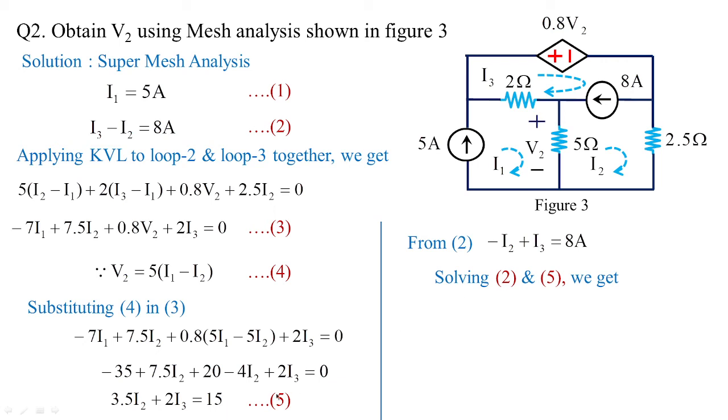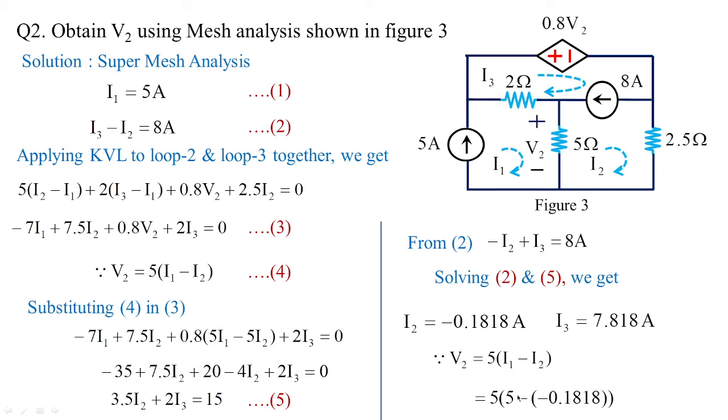So with these two equations and the two constants, I'm going to get the value of I2 which is equal to minus 0.1818 amperes and I3 is equal to 7.818 amperes. Once I'm done with I2 and I3, what is my requirement? I need to obtain the value of V2. So V2 is across 5 ohms. So V2 is equal to 5 times (I1 minus I2). I1 is 5. Substituting the value of I1 as 5 minus this I2, we got the value which is nothing but minus 0.1818. So I'm substituting this value. So I'm getting the answer as 25.9 volts.